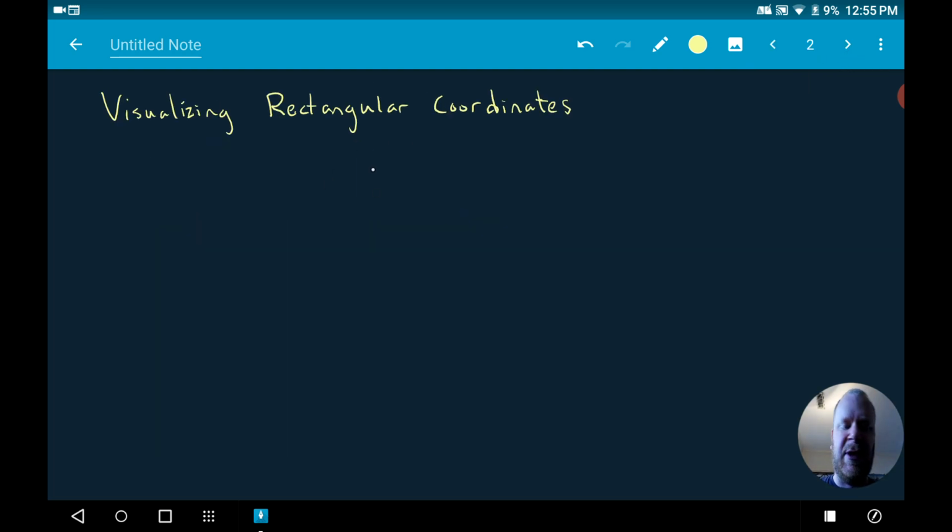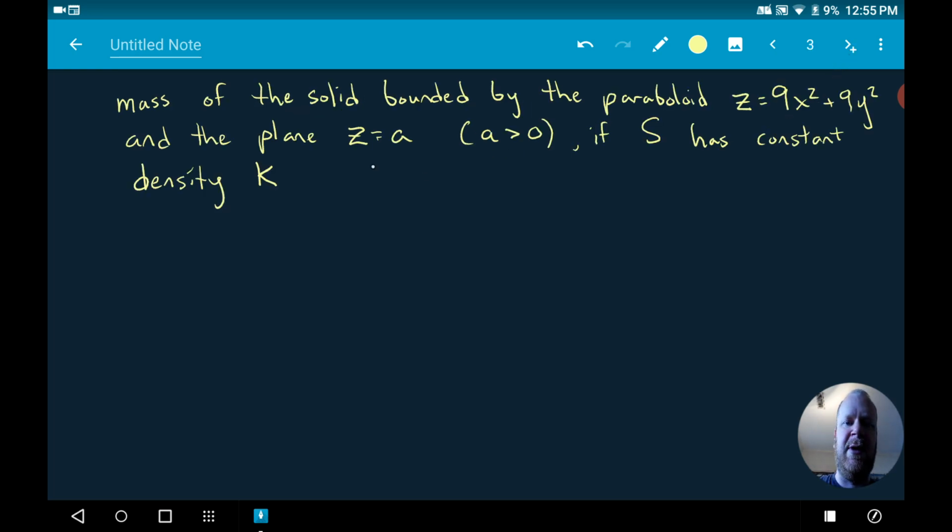And the next one is somebody just asked a general question about visualizing things in rectangular coordinates. So I'll talk about that next. And then the last one is finding the mass of a solid. So that's from section 15.4, I believe.